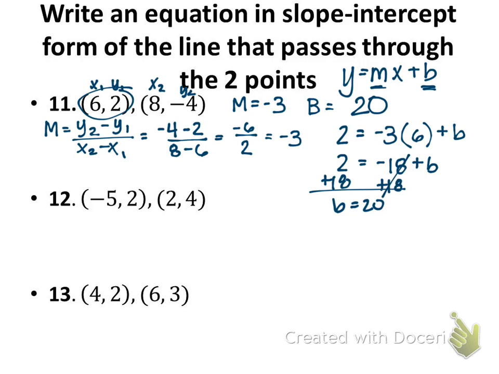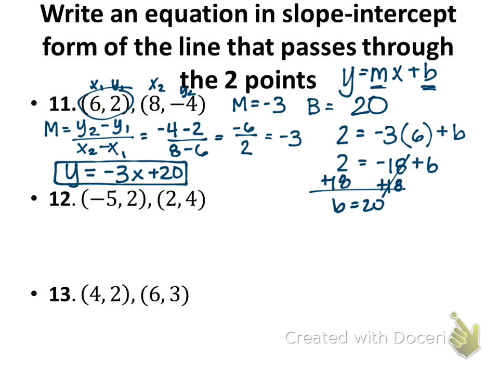Write it right up here. So how would I write my final answer? Y equals -3x plus 20. Perfect. Very good. -3x plus 20. You do not want to plug in numbers for x and y. You want to leave them blank. Okay? So now on the next one, I'm going to do the exact same thing. What do I have to find first? M.